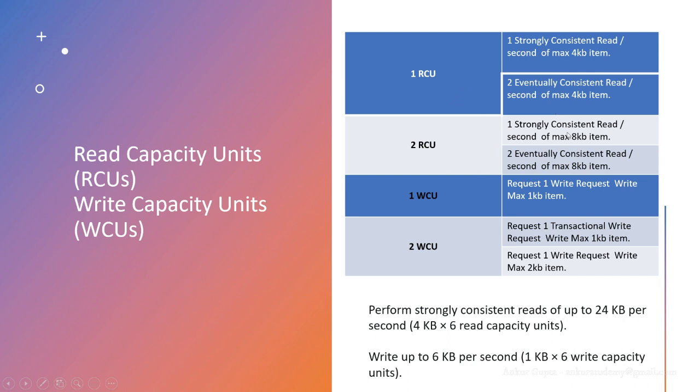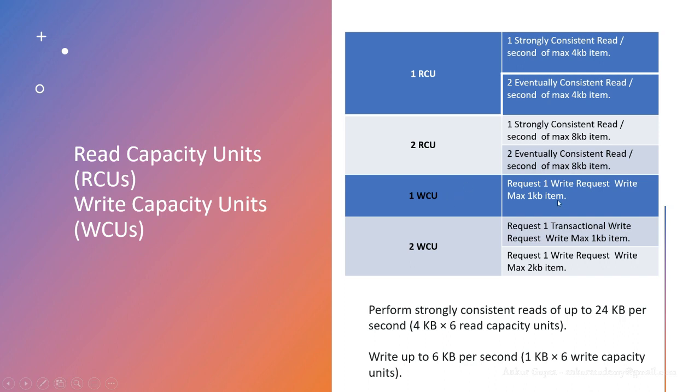Now RCU consumption is proportional to the number of reads per second and the size of items. So if your item doubles in size, let's say 8 KB, and you do one strongly consistent read per second, then you will consume 2 RCUs.